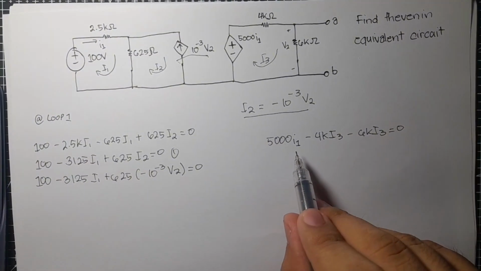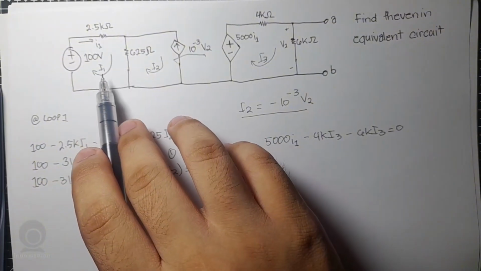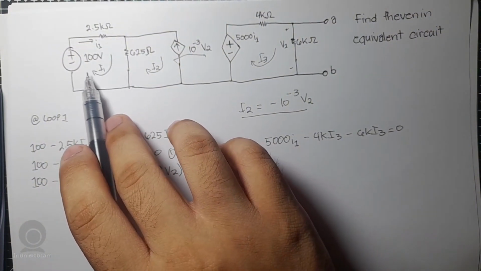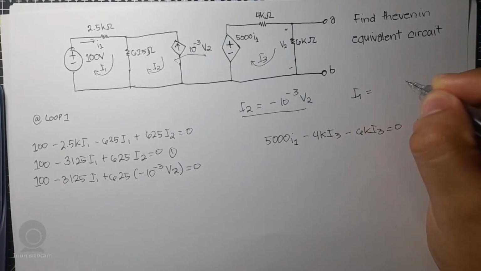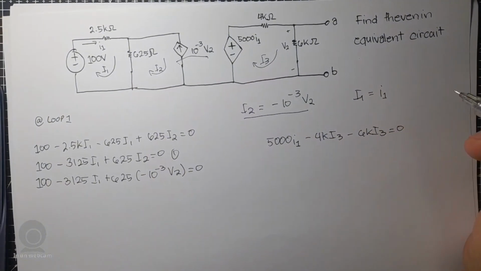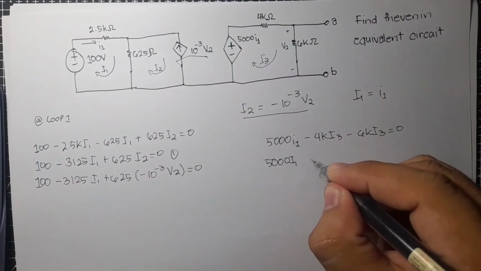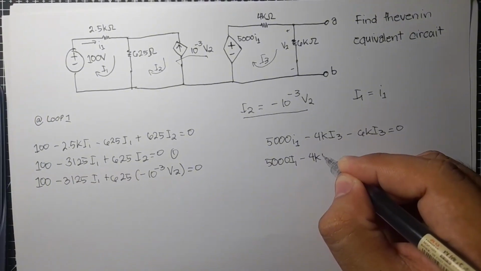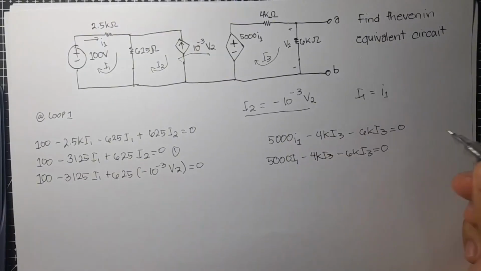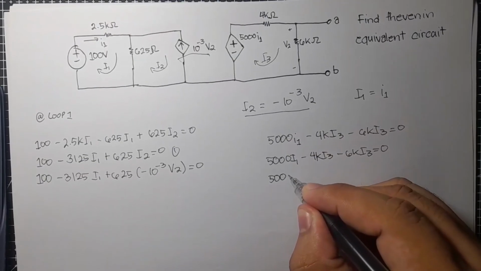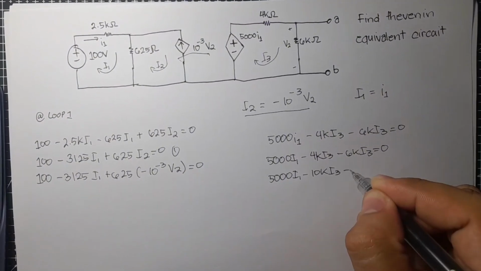So I1 is here, and we can see that the small I1 is in the same direction as the big I1. So we can say that big I1 equal to small I1. So we can just change this to 5,000 I1 minus 4k I3 minus 6k I3 equal to 0. So we can simplify as 5,000 I1 minus 10k I3 equal to 0.